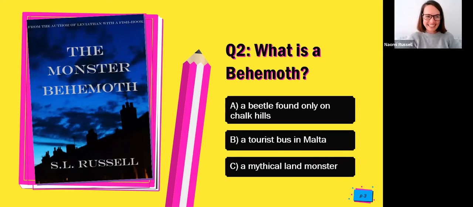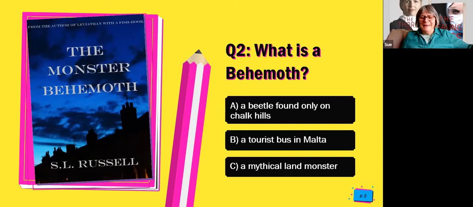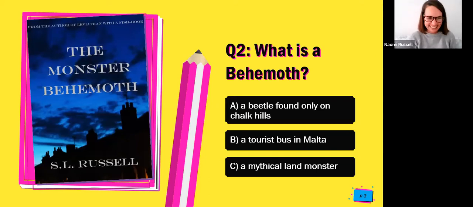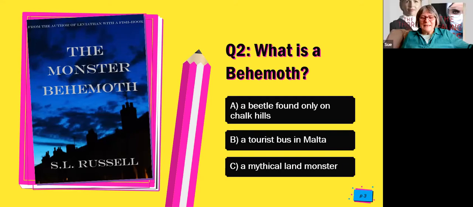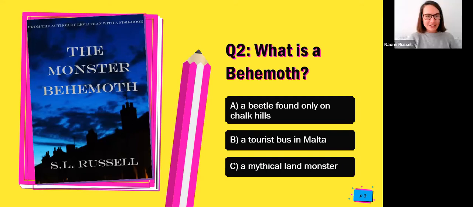Very good. Oh, they're on the ball this lot, aren't they? So that's good. Well done, everybody. It was A, interesting. Okay, I can reveal it is C, a mythical land monster.